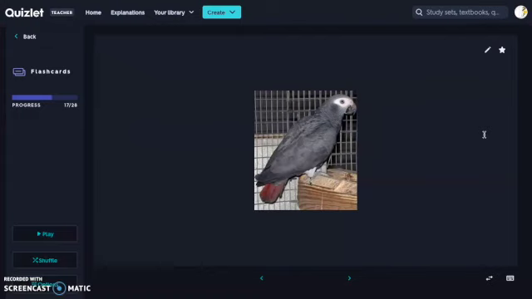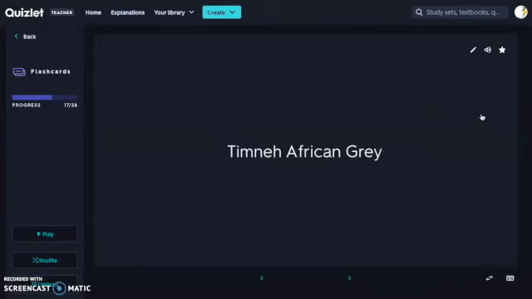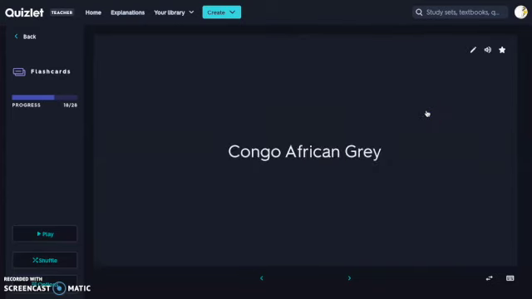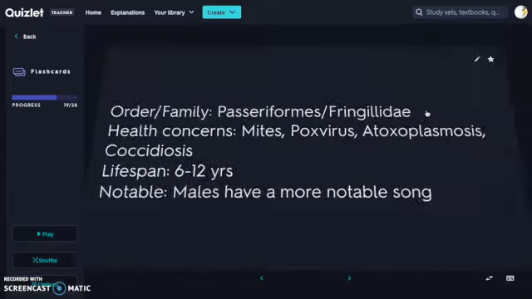So this is the Timneh. We see that dark feather on the tail. So that's the Timneh African gray. And then you have the Congos. So definitely a difference in that coloration. Nice and bright there. So there's that Congo African gray.